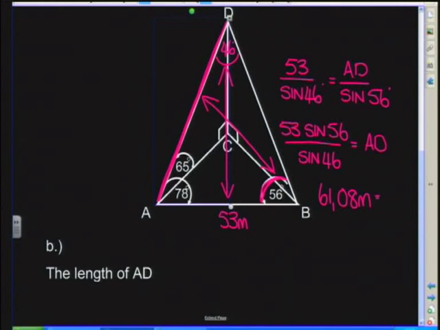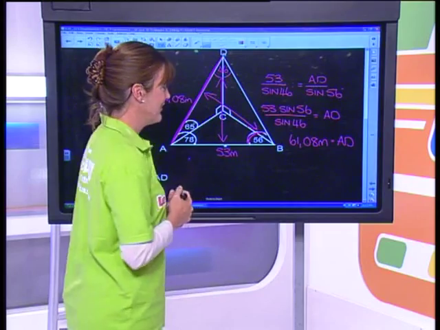61.08 meters is the length from A to D. 61.08. Okay, so that's what we've got so far. Hope you guys are understanding that. Okay, let's have a look at the next question.